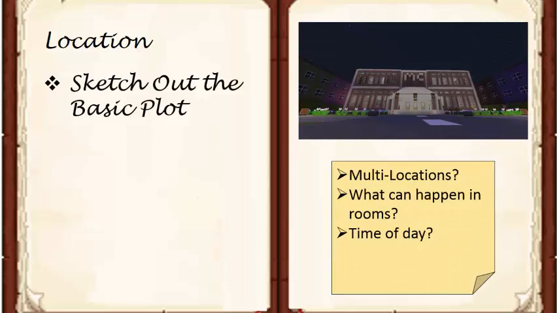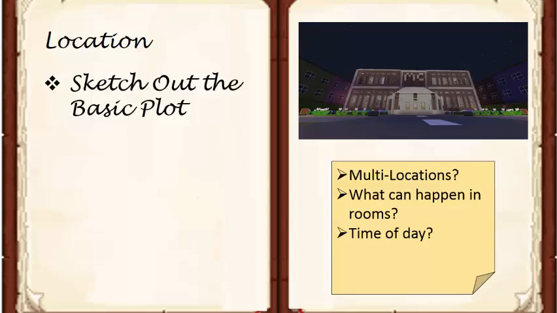Sketch out a basic plot. So when you're thinking about what kind of location you have, you can use it to sketch out the basic plot. Like, okay, this person will move to this location, then they'll move here, then they'll move there. Is it going to be multiple locations? If you want to use multiple locations in a map, you want to sketch out how people are getting there, when they're getting there.